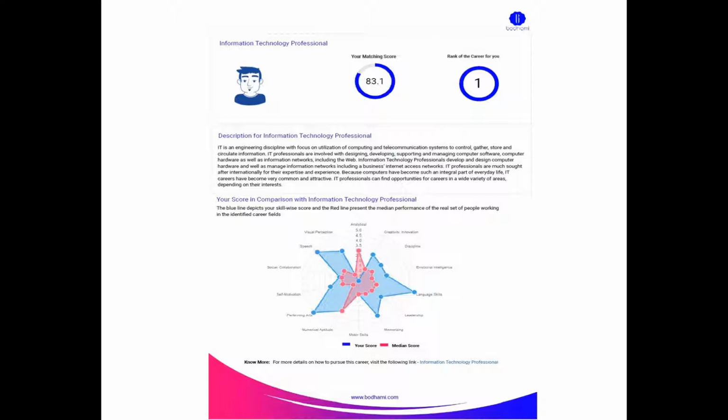The page has the name of the career and the rank of the career for the student. It also has the description of the career and the student's skill-wise score in comparison with the median skill-wise score of professionals actually working in these career fields. A link to the given career option is given towards the bottom, which takes the student to the detailed career page. The page shows how this given career option can be pursued by the student.